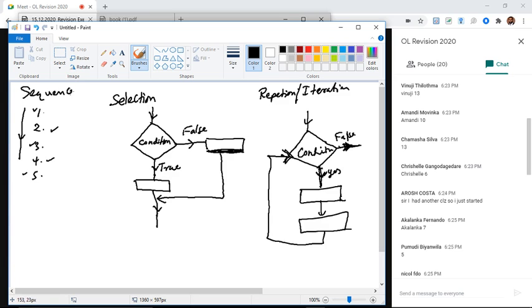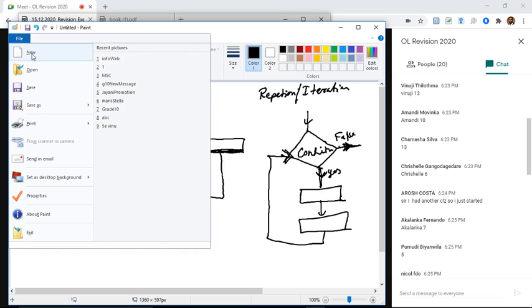You have sequence, selection and repetition. In sequence, it is a step by step procedure. You have to follow the instructions one after the other. Then the second one, selection. In the selection, if the condition is satisfied, you do a set of instructions. If the condition is not satisfied, you do another set of instructions. In repetition or iteration, till the condition is satisfied, you repeat a set of instructions. If the condition is false, you come out of the while loop or whatever the repeating condition is, and you do another set of instructions. I think you can remember these things.